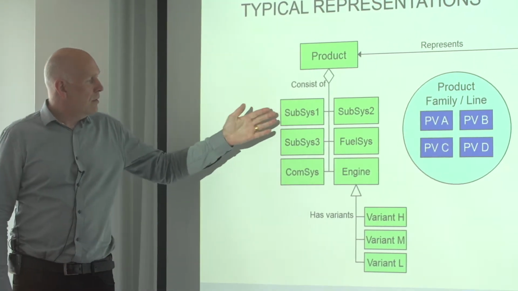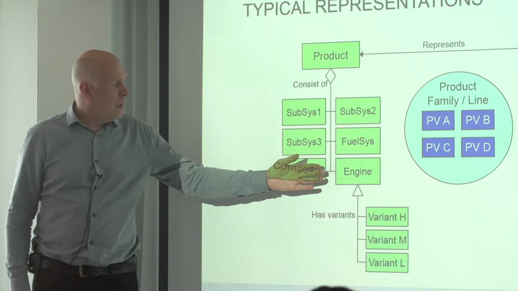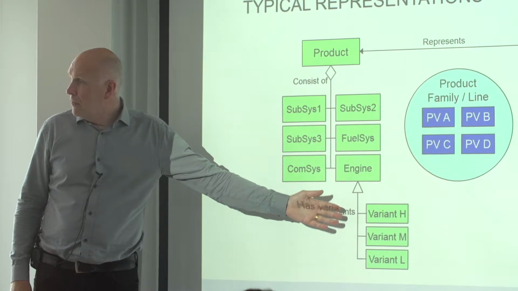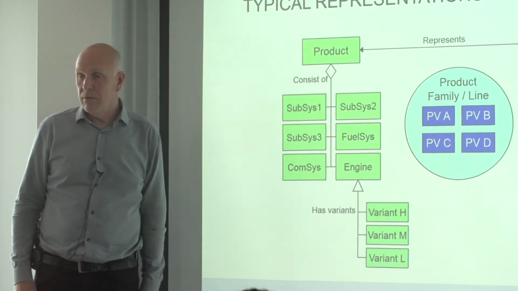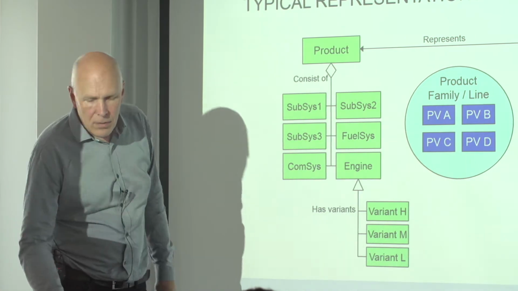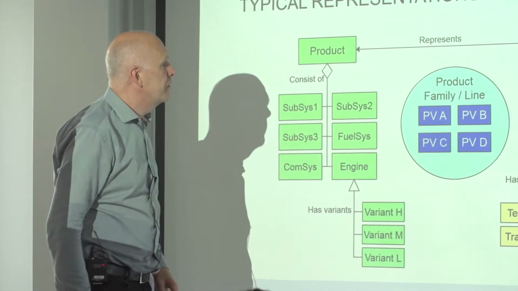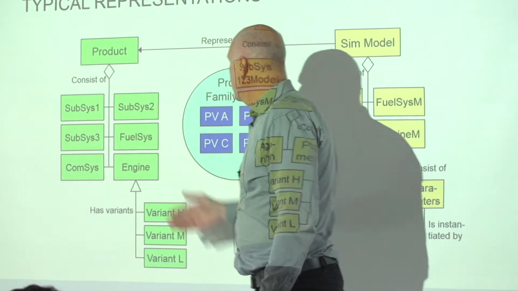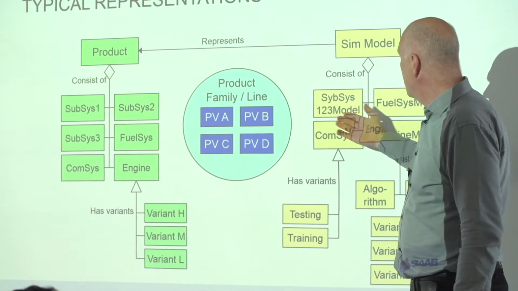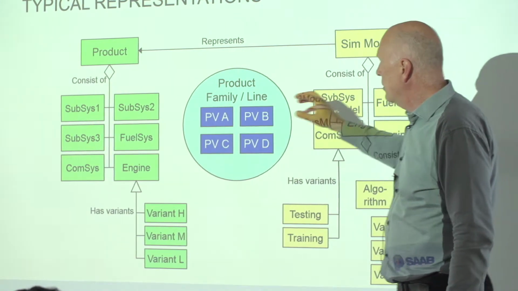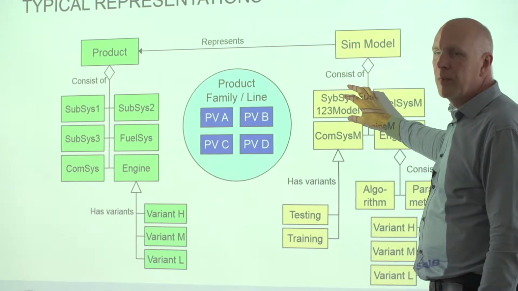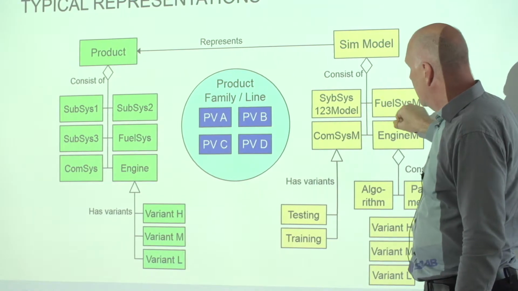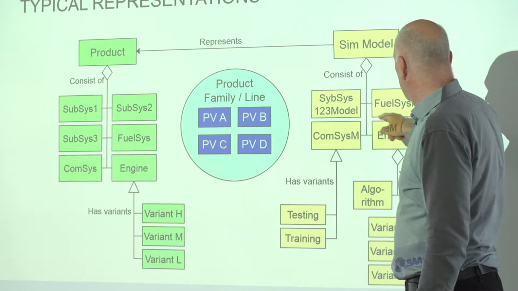So the product consists of a set of subsystems, and for example, one is the fuel system, another is the engine. And the engine itself has different variants, so we can choose different variants of the engine. So on the simulator side, typically it looks like this. We have a set of subsystems, and they are included in the same simulation model. So 3 subsystems are represented in one subsystem simulation model. In this example, the fuel system is represented purely in the fuel system model.